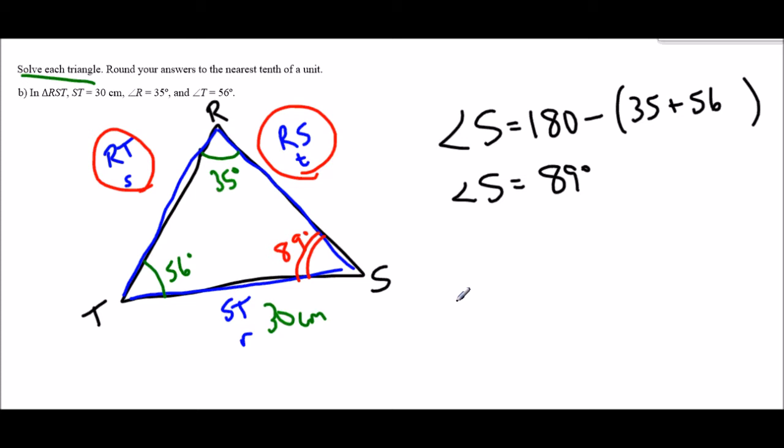Well, for me to use the sine law, I need to know the measure of an angle and the measure of the side opposite it. And angle R is known, and so is side R, and that means I'm allowed to use the sine law. So let's go ahead and use the sine law.